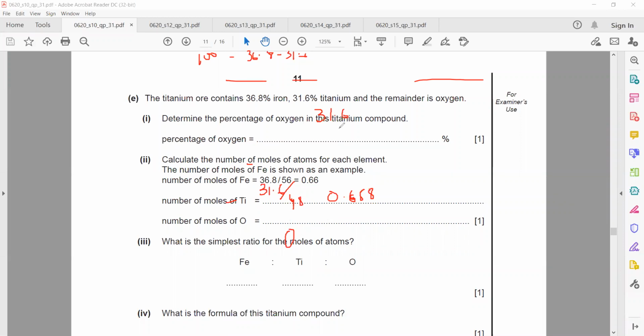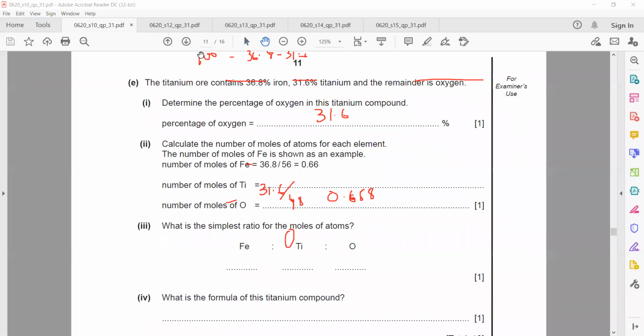And for oxygen, it is 31.6 divided by 16, which equals 1.975.